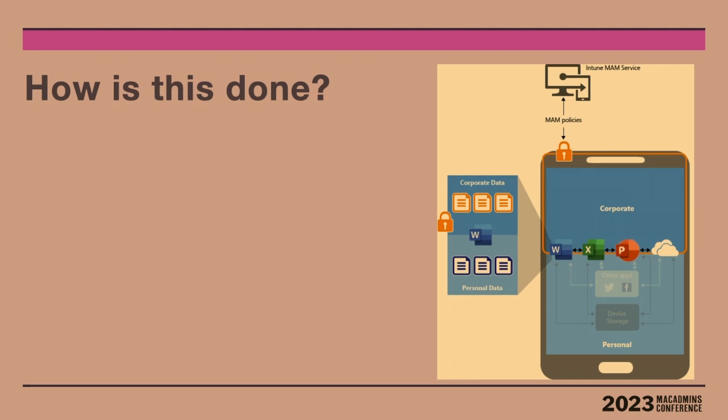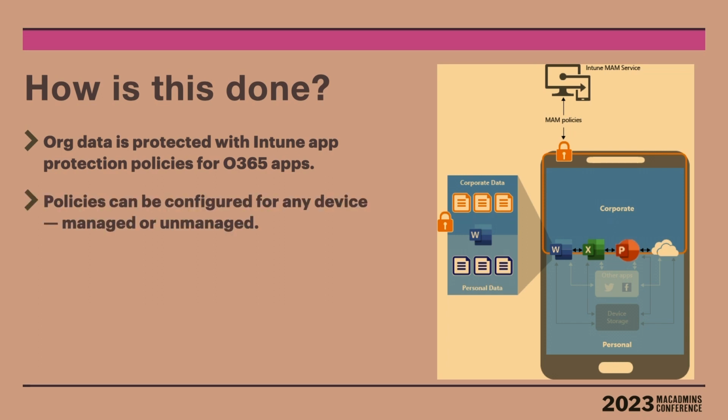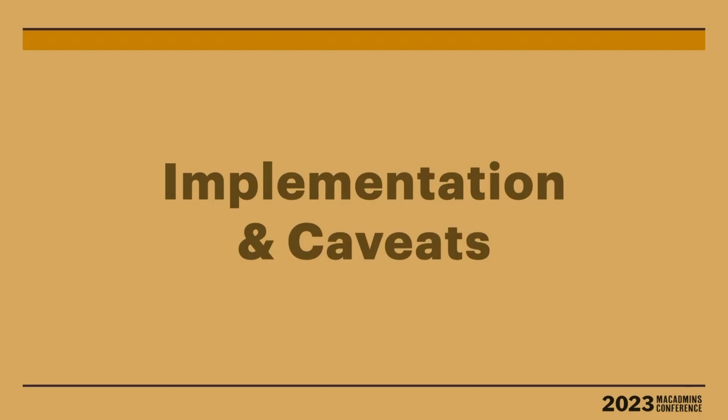And this is sort of a diagram of how Microsoft has chosen to visualize this. The org data is protected with Intune app protection policies for Office 365 apps. You can also add other apps that are listed in the policy so long as they are leveraging the Intune SDK. Policies can be configured for any device, managed or unmanaged. Light touch policies equal great results, people. Anyways, any questions so far?